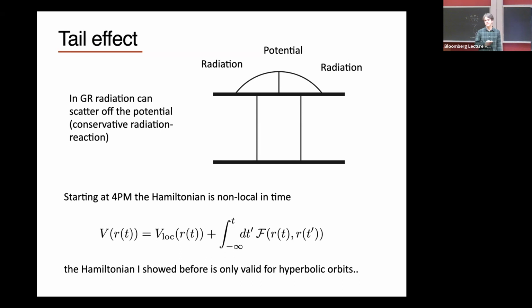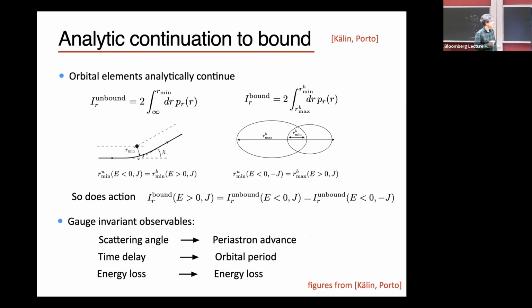Okay, and so apart from that, there's a more direct connection between the two regimes, which actually also breaks down because of this. And this is something very beautiful, which was discovered by Rafael Porto and Gregor Kälin, which is that if you think about the orbital elements for the bound and unbound problem, they're actually related by analytic continuation in energy and the angular momentum. So things like the distance of minimum approach in the scattering problem and the distance of the periastron for the bound problem are directly related. And that means that this semiclassical action, this on-shell action for the bound problem, is an average over different angular momentum of the scattering problem. And this gives a direct relation between observables.